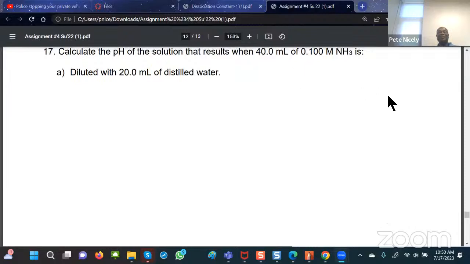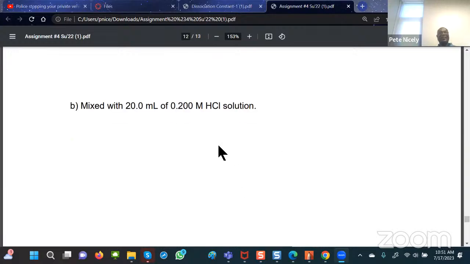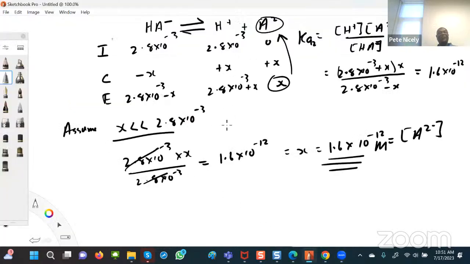Let me do this here. And let me continue to scroll down. Now here, we're starting off with the same 40 mL of 0.100 M ammonia, but this time you're going to mix it with 20 mL of a 0.200 M hydrochloric acid solution. Okay, so this one is not as easy as the previous one, because in this case, there's an actual reaction that will be taking place where the hydrochloric acid is going to react with the ammonia. And I think I'm going to need more space. So I'm going to go back to my writing pad right here.